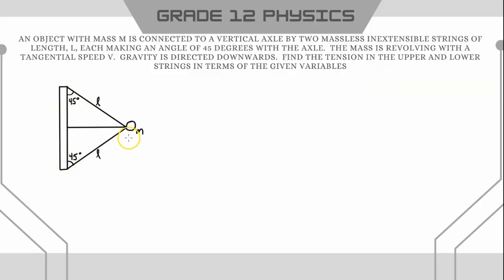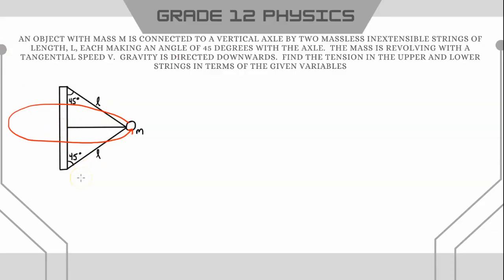The mass is revolving with a tangential speed v. So what's happening here is the mass is sort of going around like this, if you can visualize that. And gravity is directed downwards. I don't know why that was required in the question, of course. And then find the tension in the upper and lower strings. So each of these strings will have a force of tension in it. We need to find them.